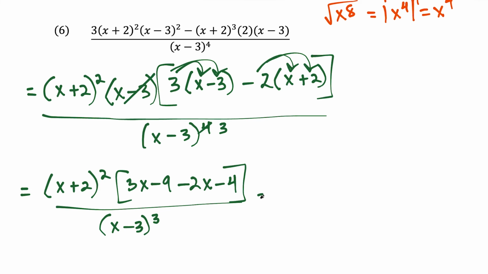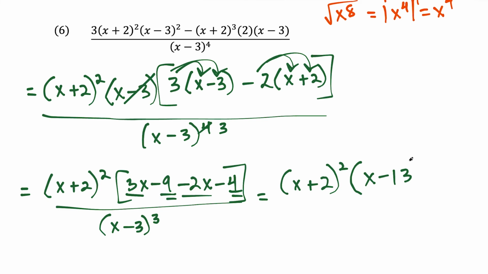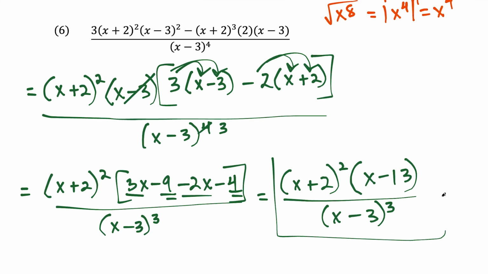So now we could just simplify. We have x plus 2 squared. And then in the brackets here, now I could reduce them down to parentheses because we're just going to have a single binomial left. We have 3x minus 2x is 1x, or just x. And then we have minus 9 minus 4 is minus 13. And this is all over x minus 3 to the third. So here is our expression simplified.